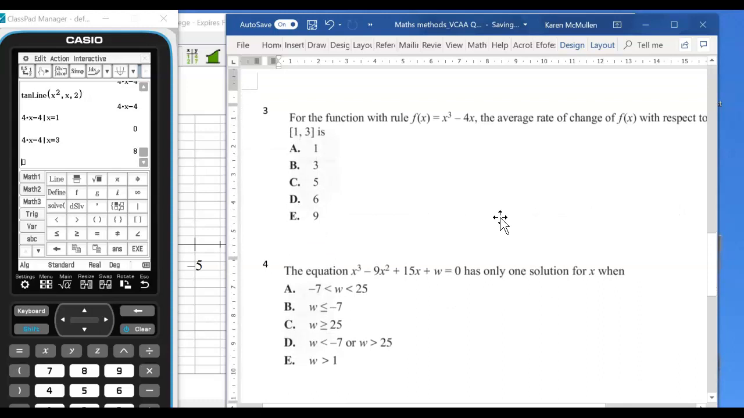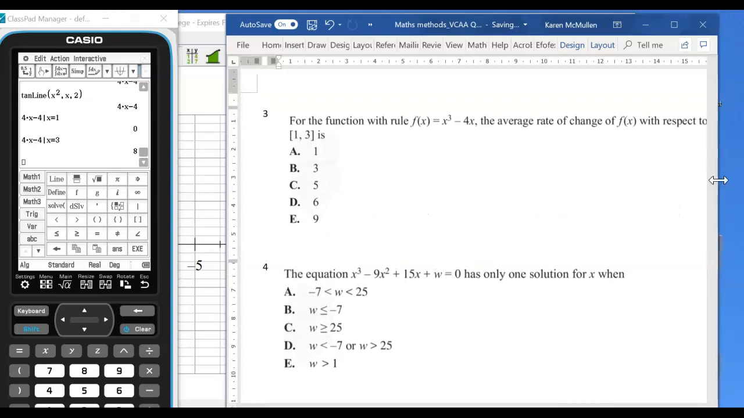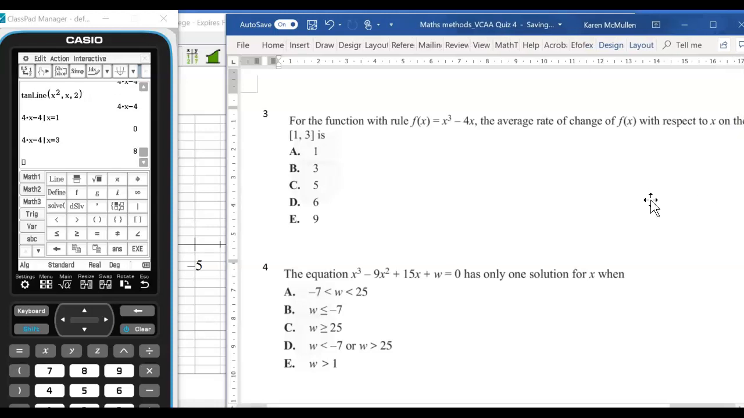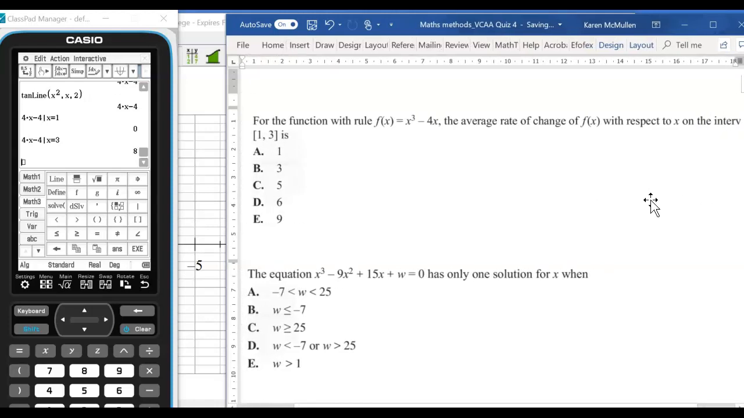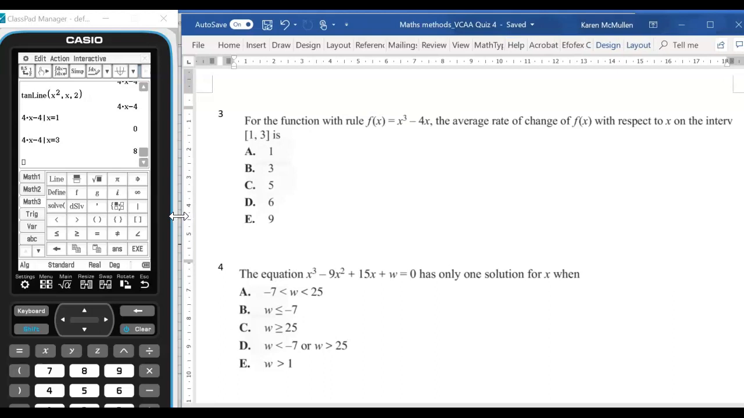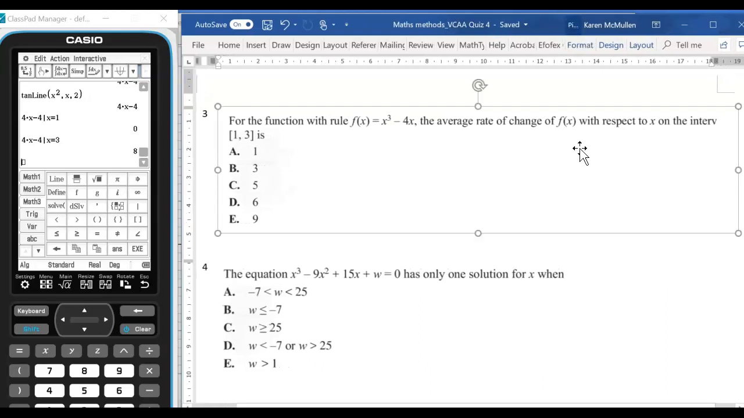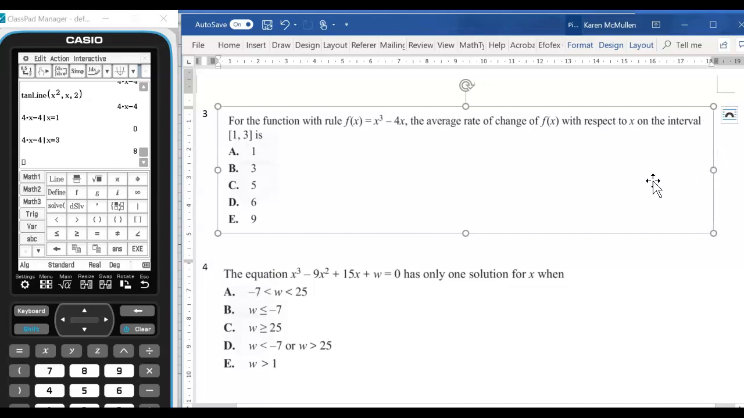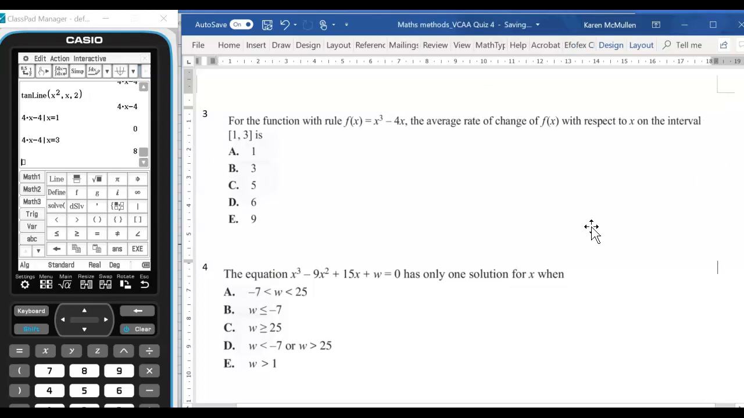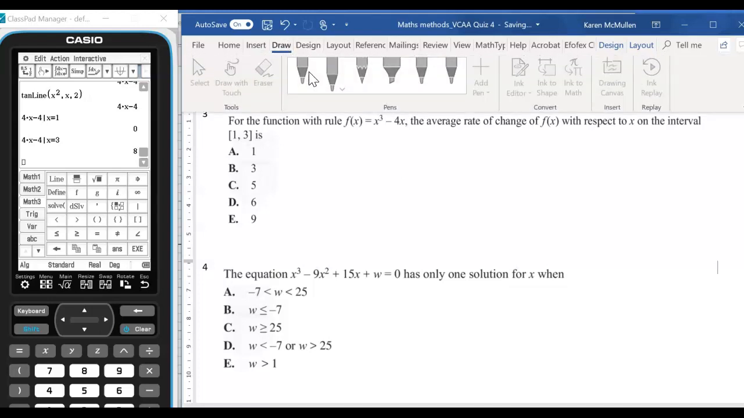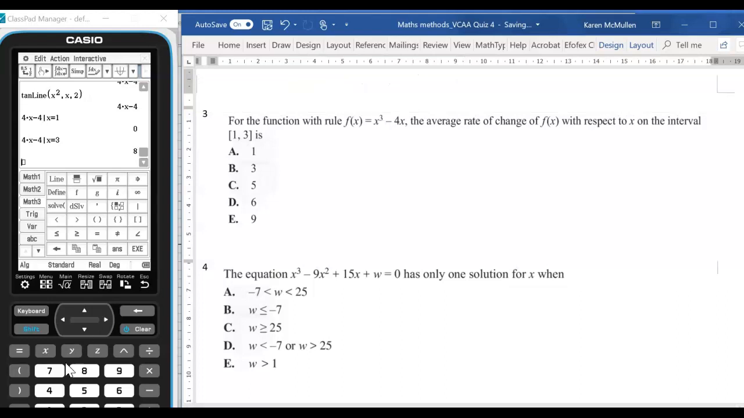Question 3, which we can't see on the page. Let's make it a little bit bigger. I'll make it a little bit bigger on this side too. Can you see the whole question yet? There we go. For the function with the rule f of x equals x cubed minus 4x, the average rate of change of f of x with respect to x on the interval [1, 3] is. Whenever you see average rate of change, sorry, where'd my pen go? All right, let's come back.